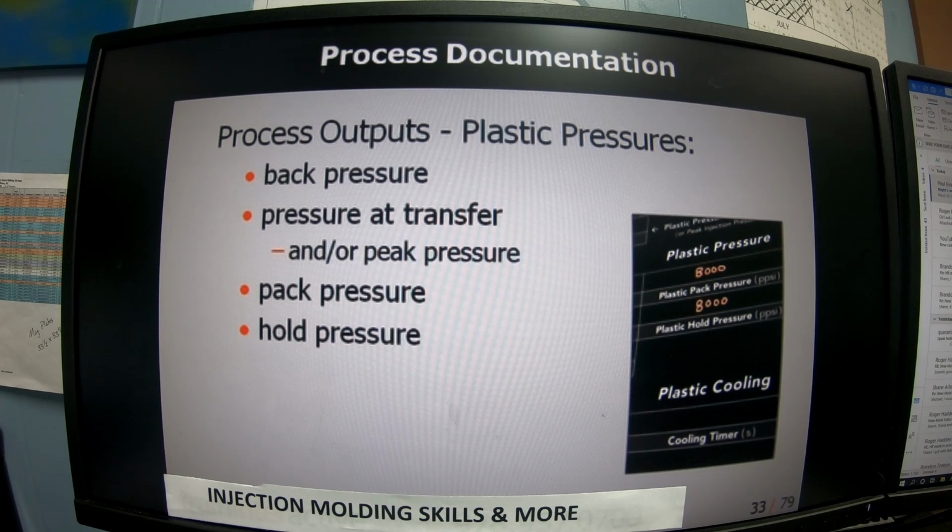When looking at process outputs for pressure, always record the actual pressure applied to the plastic. Please note that a scientific troubleshooter always focuses on machine-independent parameters such as plastic pressure, rather than hydraulic pressure, which is machine-specific.